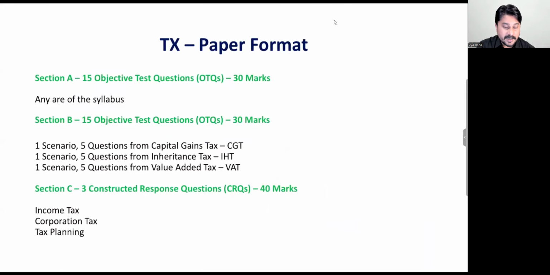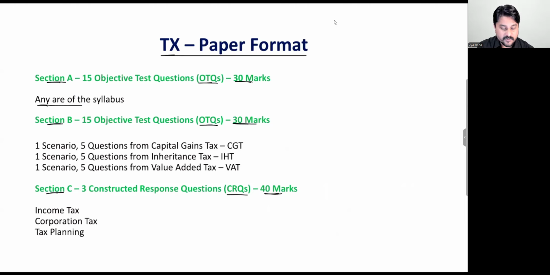On the next slide, let's talk about the paper format. UK taxation paper is divided in three sections. Section A is for 30 marks, section B is for 30 marks, and section C is for 40 marks. So this is how a 100 marks paper is for you. Section A consists of objective test questions, section B objective test questions, and in section C, CRQs are tested, right? CRQs are constructive response questions.